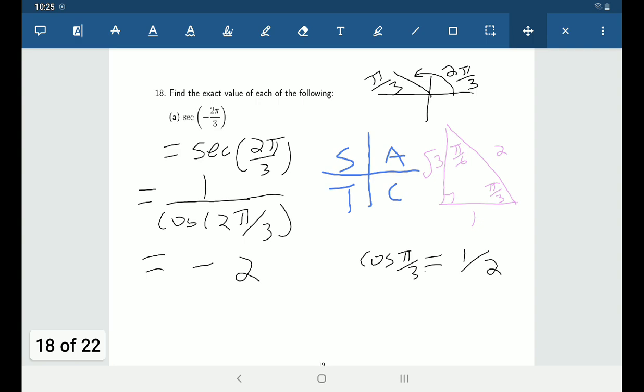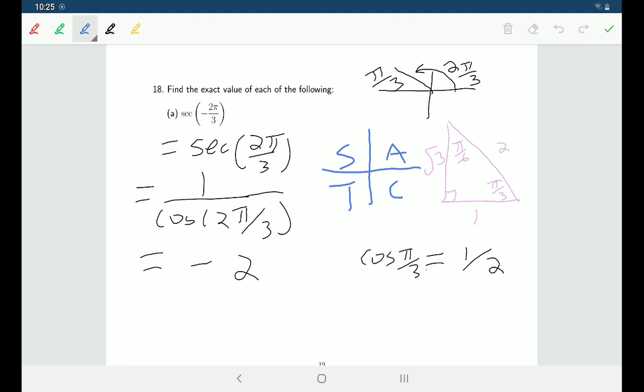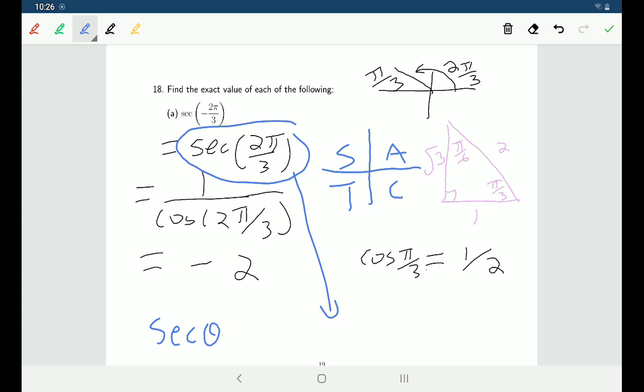Okay, a couple of calculations in 18. I want to find secant of negative 2 pi over 3. And my first move here is to turn this into secant of positive 2 pi over 3. And the reason I'm able to do that is because remember that secant is an even function. Secant being an even function means secant of negative theta is the same thing as secant of positive theta.